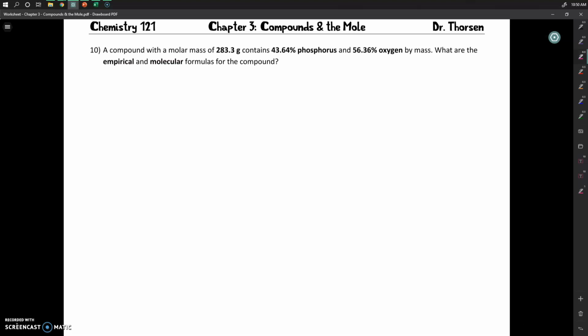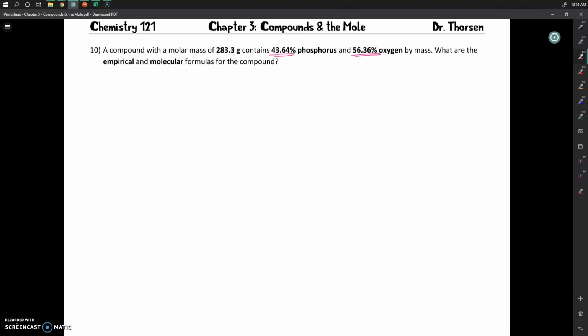I want to point out that for this problem and the next few problems, we're going to be doing this same concept over and over again, but usually from a different starting point. This problem, number 10, is the simplest because it starts with the mass percents of the elements in this compound. We're being told we have a compound that is 43.64% phosphorus and 56.36% oxygen. The fact that we already know those mass percents saves us a lot of steps from a typical problem like you're going to see in number 11 and number 12.